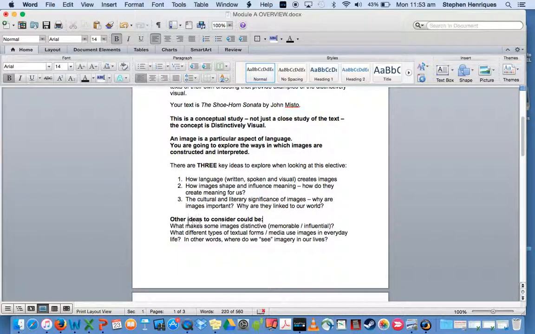Another idea to consider could be what makes some images distinctive or memorable or influential. Again, this could differ from person to person, so it's important that you portray your interpretation with sufficient evidence, which would include techniques. What different types of textual forms or media use images in everyday life? So in other words, where do we see imagery in our lives? As you can see, I have 'C' surrounded by apostrophes just to show you that we can look at 'C' literally but also figuratively.